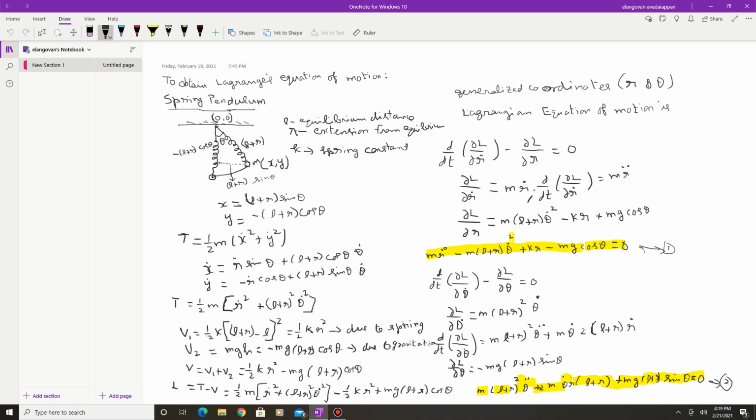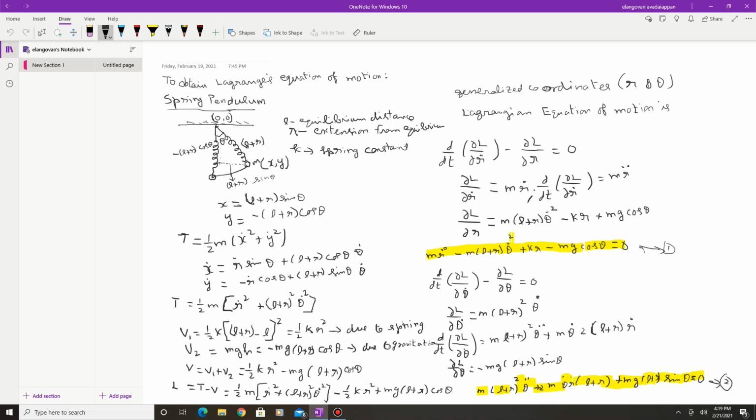Now let us calculate the kinetic energy of this system. The kinetic energy is half m into the horizontal component of the velocity squared plus the vertical component of the velocity squared. So x dot is the horizontal component of the velocity, so x dot square. y dot is the vertical component of the velocity, so y dot square. So half m into (x dot square plus y dot square) will be the total kinetic energy of the system.